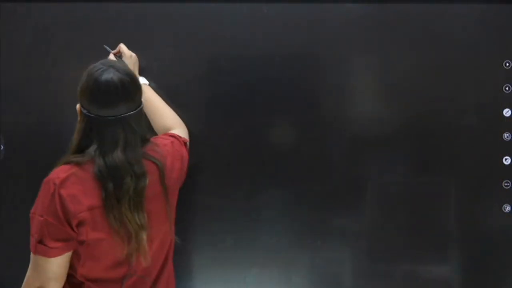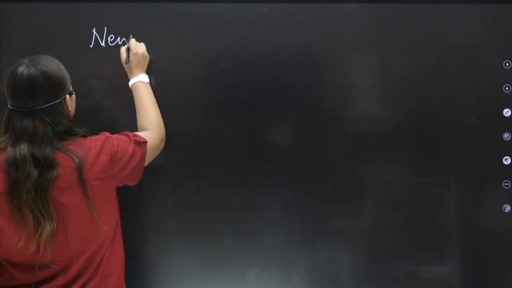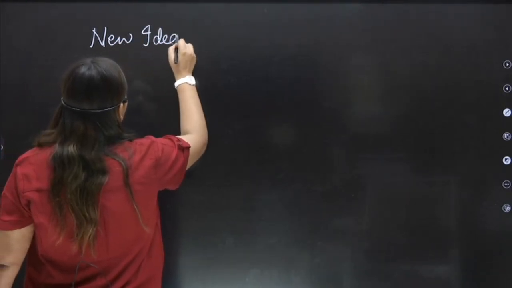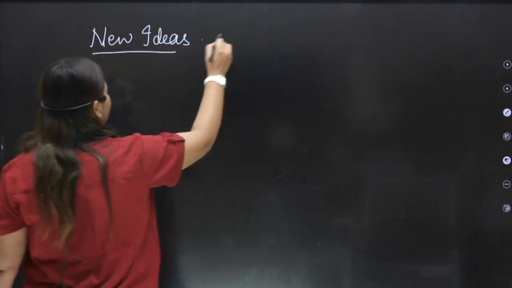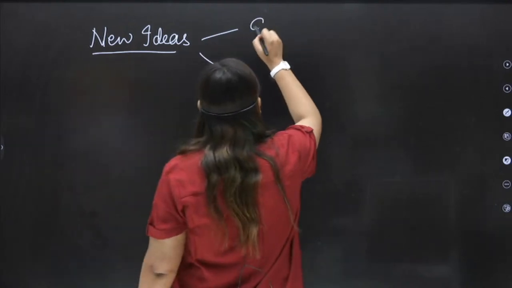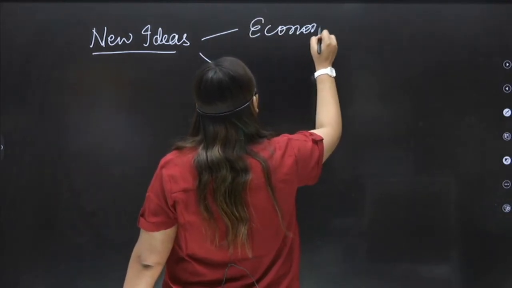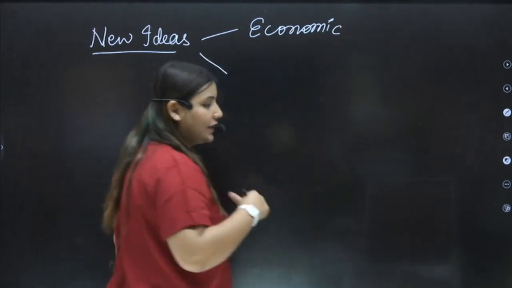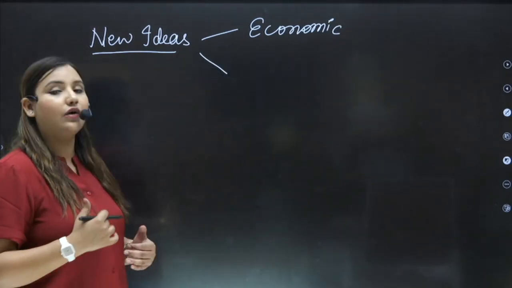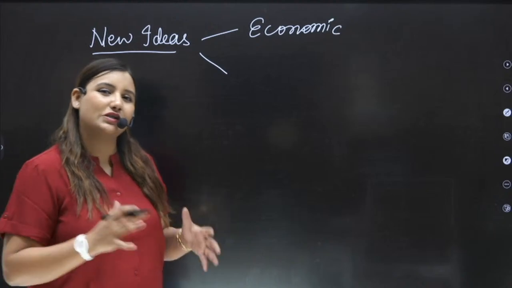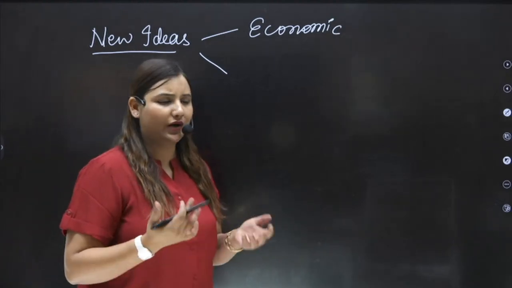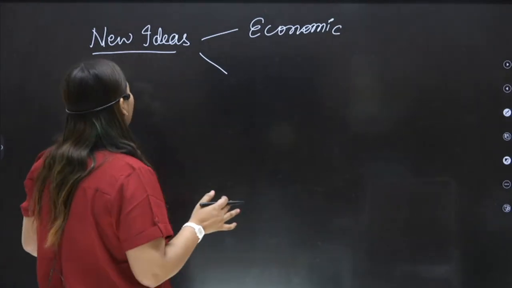Basically, when we talk about new ideas in this chapter, two points are there. First is the economic idea: what changes are going to be there in the economy of India and how could we pursue communism, socialism or capitalism, or a mixed kind of economy.